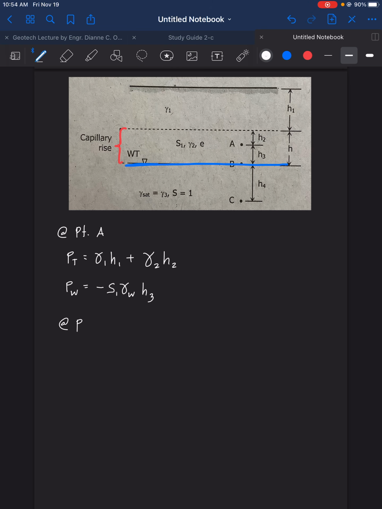Next, at point B. Now the P total for point B: point B is located at the surface of the water table.